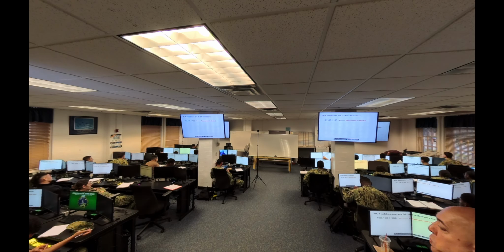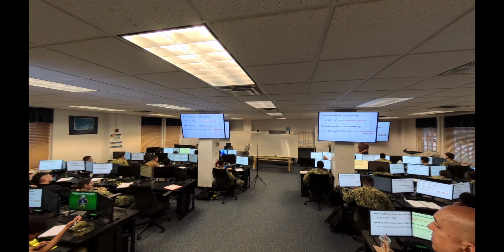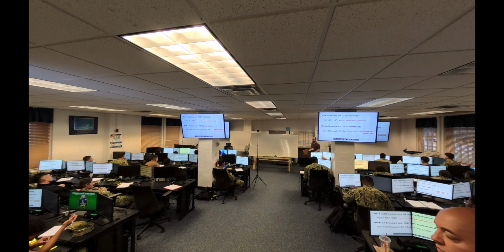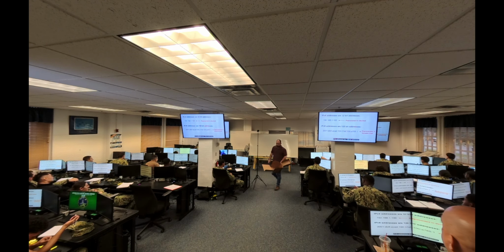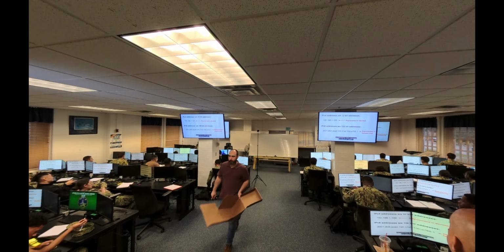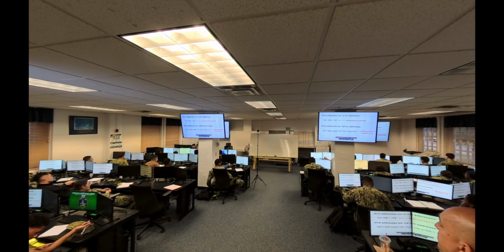IPv4 addresses are 32-bit addresses represented in dotted decimal notation. IPv6 addresses are 128-bit addresses represented by colon-separated hexadecimal notation.